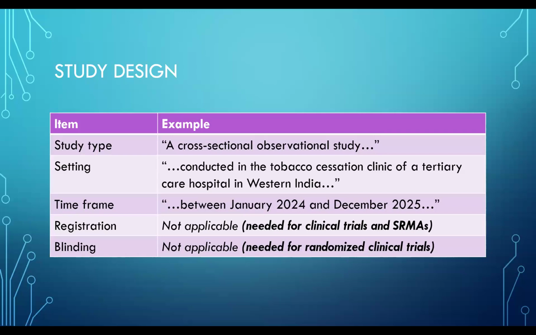And if it was a clinical trial or a systematic review, you have to mention registration. Nowadays, most journals insist on that. And if it was a randomized clinical trial, you also have to give the details of blinding and allocation concealment.